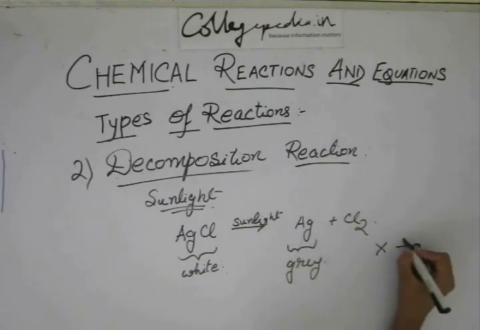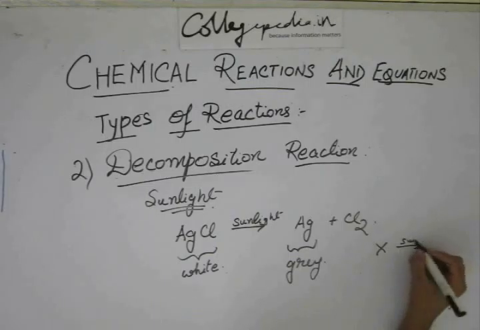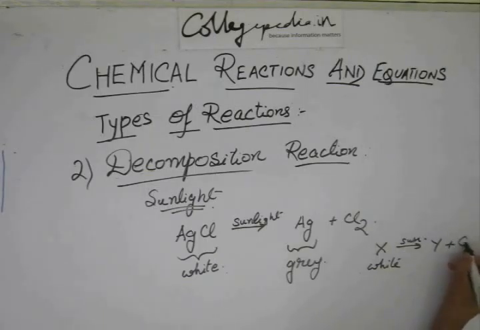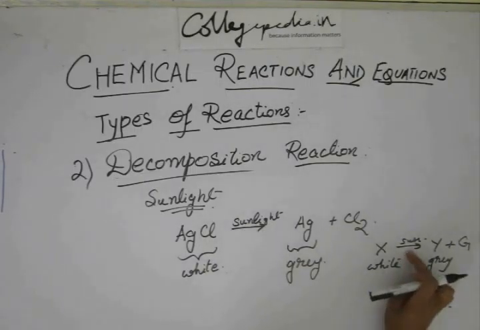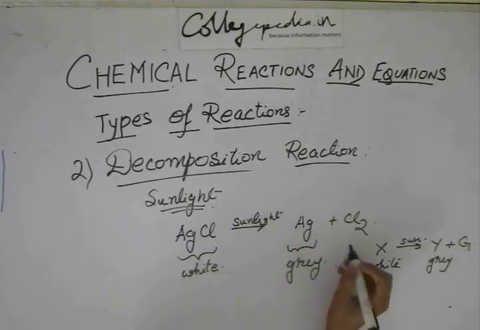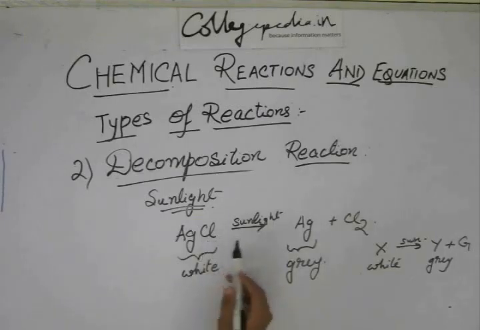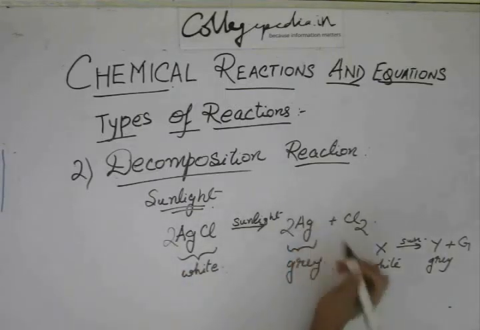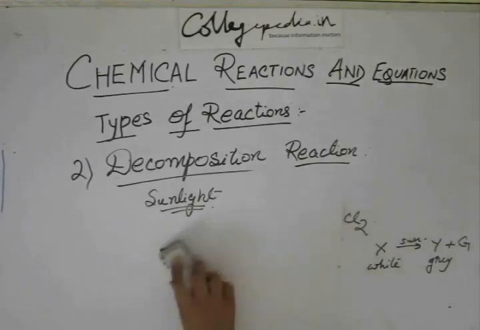Compound X is kept in sunlight. It is white in color. It gives a compound Y plus a gas G, where Y is gray in color. What is X, Y and G? Write the reaction. So after keeping in sunlight, if white turns to gray, it is nothing but AgCl changing into Ag and Cl2. And balance this reaction. Ag is balanced, Cl, you add a 2 over here. Again Ag has become 2, so you add a 2 over here. So this is your reaction of AgCl.